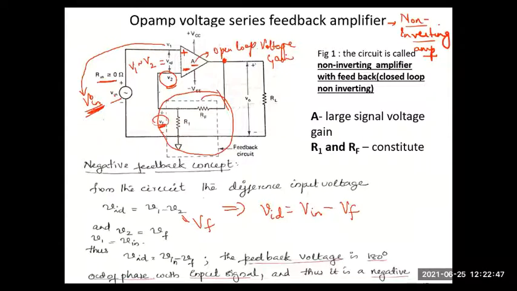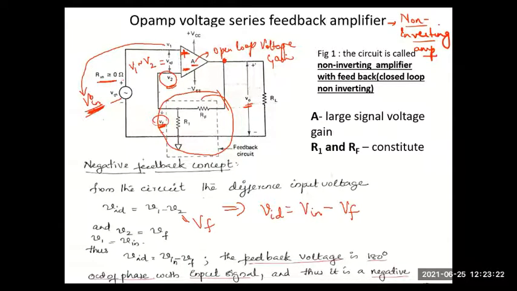And as usual, in a non-inverting amplifier, please remember the input signal should always be given to the non-inverting terminal or the positive terminal. Whenever the input signal is connected to the non-inverting or positive terminal, we call it a non-inverting amplifier, because the output voltage will be in phase with the input voltage. It won't be reversed. There is no phase shift of 180 degrees.